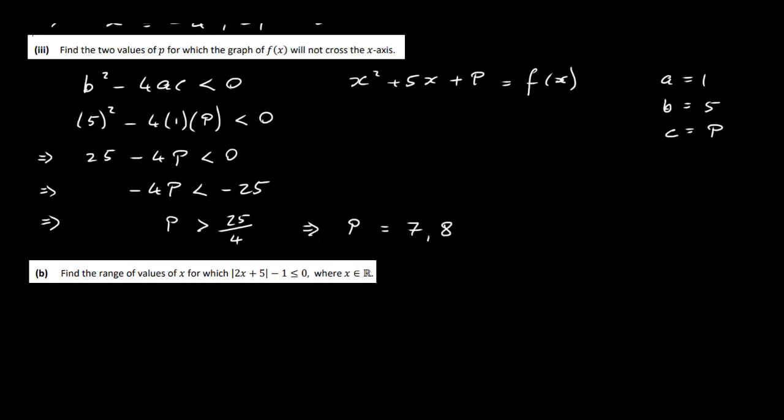Remember, it says in the question here, find the two values of p. So we know that p has to be greater than 6 1/4, and p is an integer. So it has to be 7 and 8. Remember, p has to be between minus 3 and 8 inclusive.